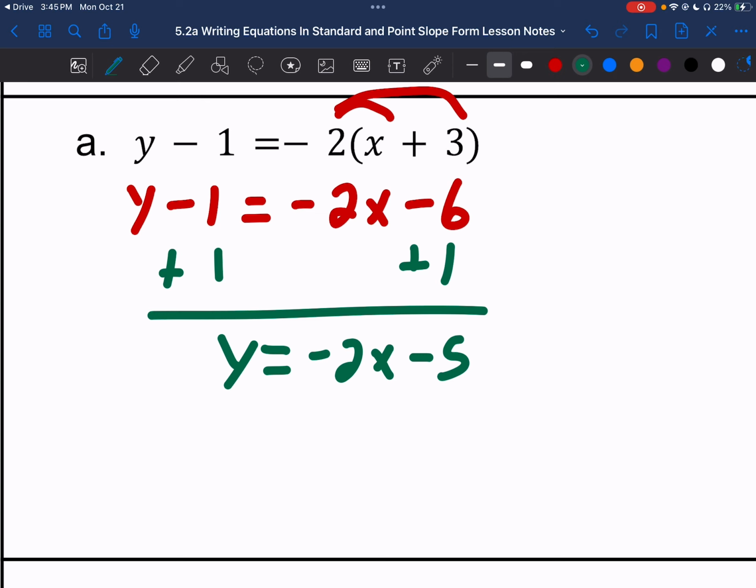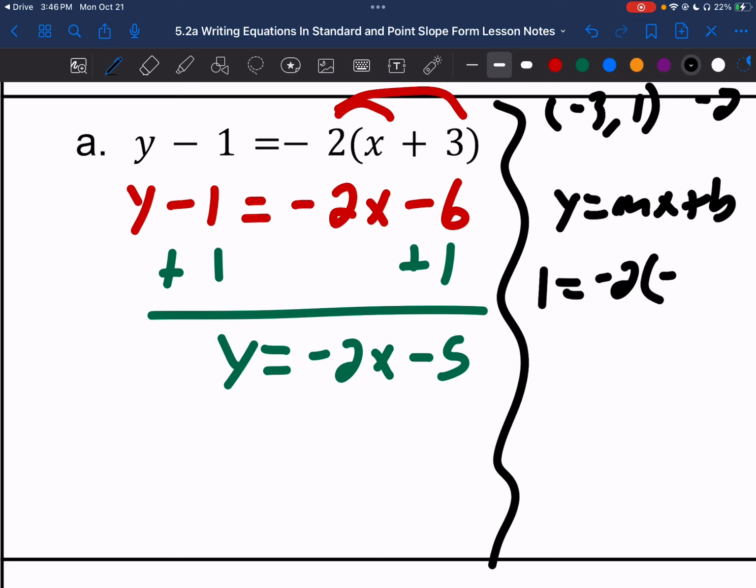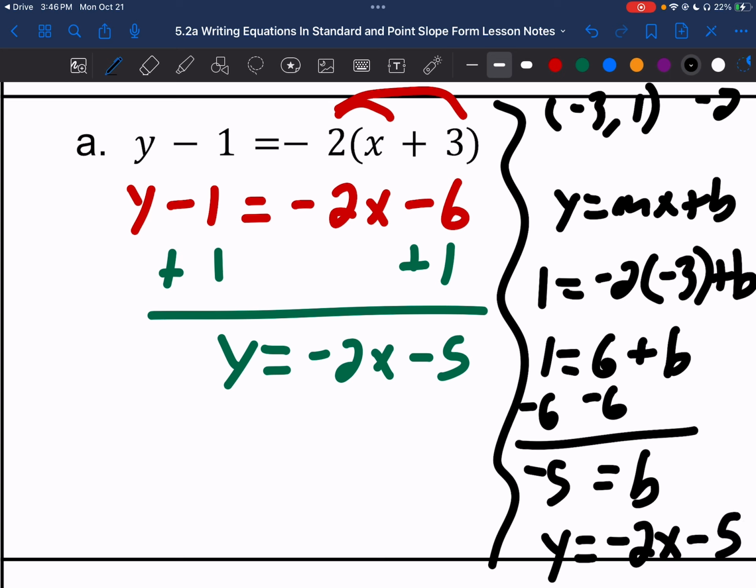Now, that seems to be a whole lot less work than if I were to say, with my ordered pair of negative 3 and 1, and a slope of negative 2, if I wanted to do y equals mx plus b, well, then it's going to be 1 is equal to negative 2 times negative 3 plus b. So that'd be 1 is equal to 6 plus b, minus 6 from both sides. Negative 5 is equal to b. Y equals negative 2x minus 5.